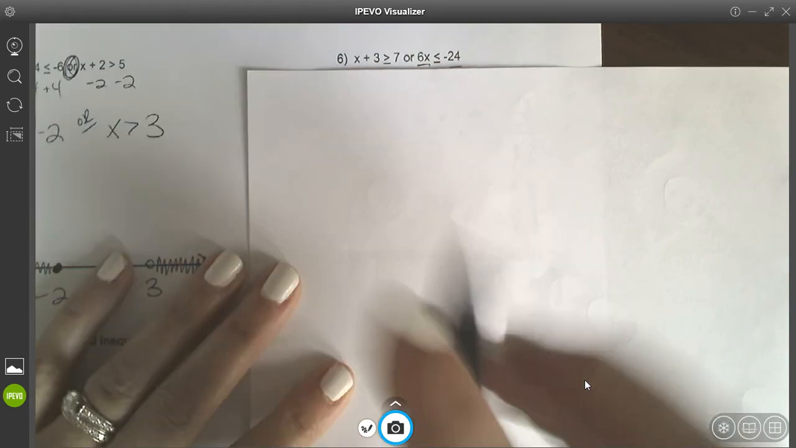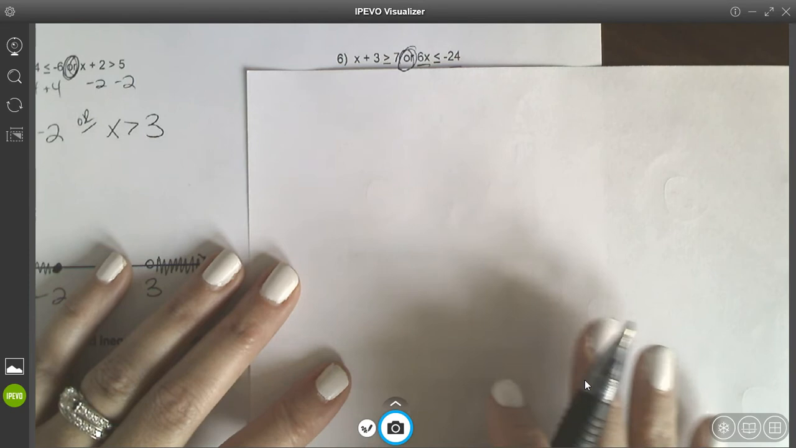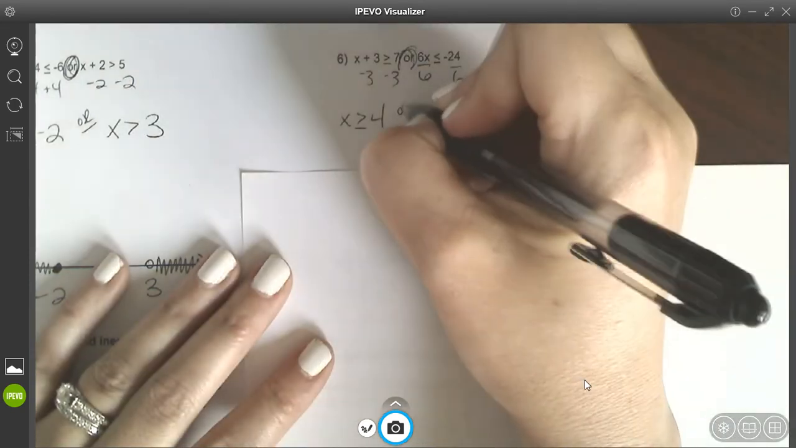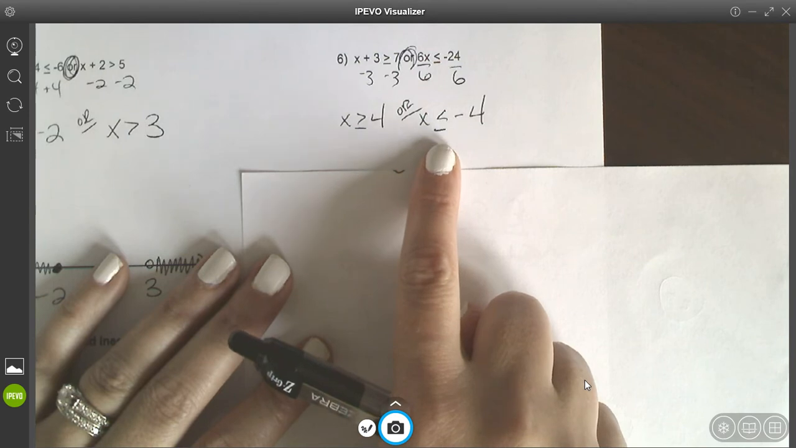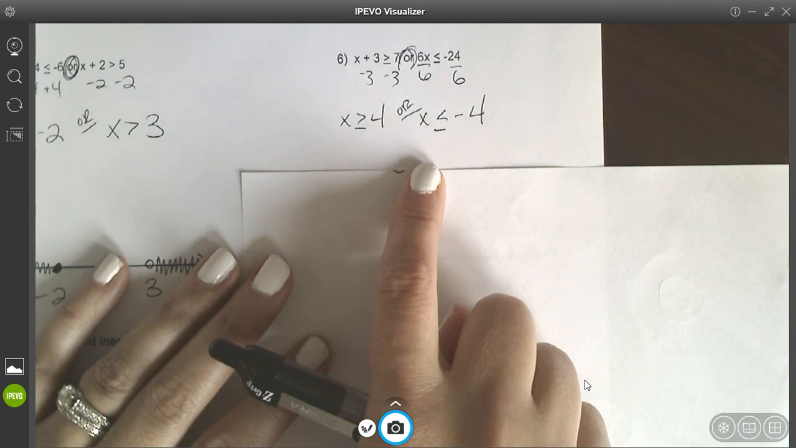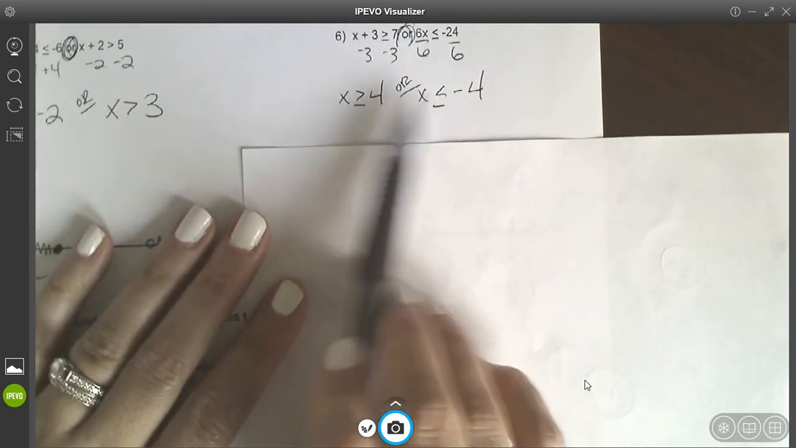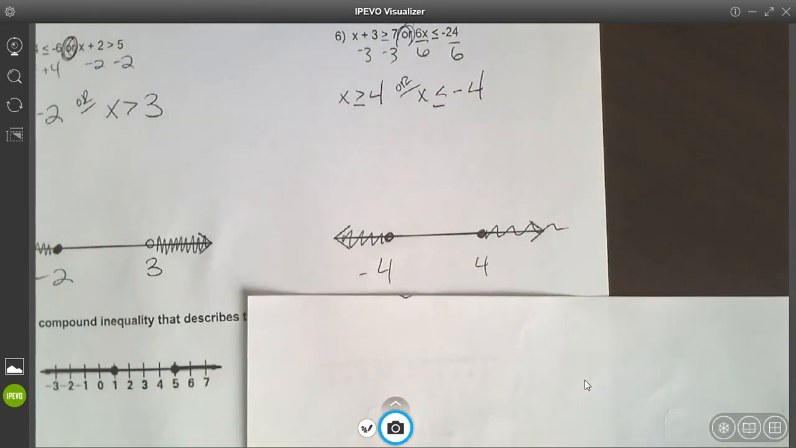All right, try number 6 here. So the or statement's in the middle, solve them separately. So when you solve them separately, you should get, for this one, x is greater than or equal to 4 because you subtracted 3. And then this one is x is less than or equal to -4 because you divided by 6. So when I graph these, they're both closed circles, and then ors you shade on the outside.